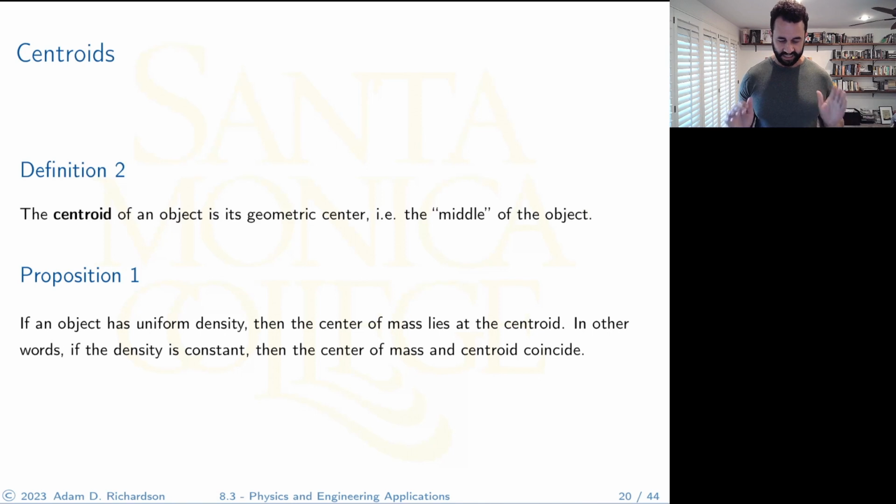So first, the centroid of an object is considered the geometric center. When people talk about a centroid, they're talking about the geometric center or the middle of the object. Now, if an object has uniform density, then the center of mass lies at the centroid. In other words, if the density is constant, then the center of mass and the centroid coincide. So this is the distinction between the two. You can think of the centroid as a geometric center and the center of mass as a mass center. And if the density of the object is uniform, then they're at the same place.